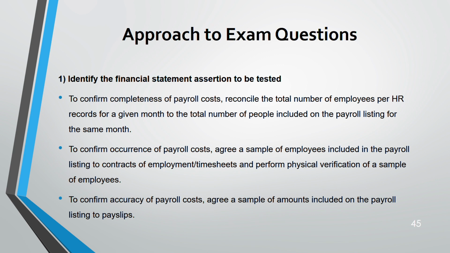Now you see, for each assertion, audit procedure changes. If it's completeness, you check something else. Occurrence, another way. Accuracy, from another place, like that.